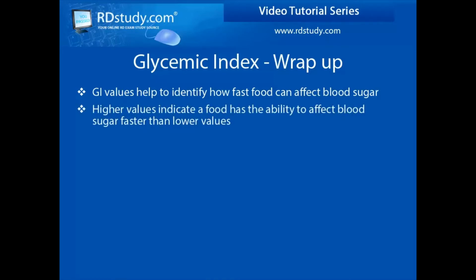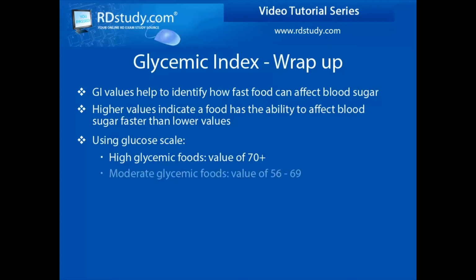The higher the GI or glycemic index value a food is given, the faster the food will affect blood sugar when it is consumed. With glucose as a reference, foods labeled 70 and above are considered high glycemic foods, those labeled 56 to 69 are considered moderate, and those 55 and below are considered low glycemic foods.